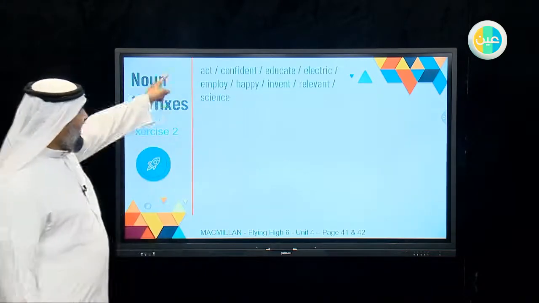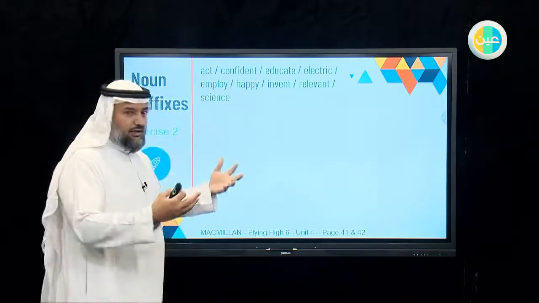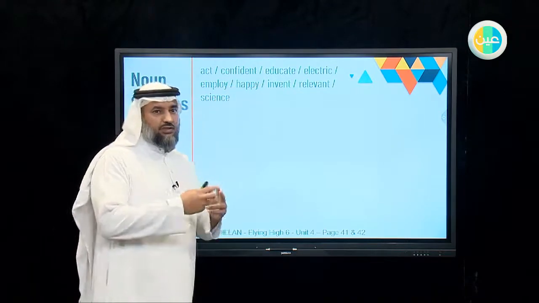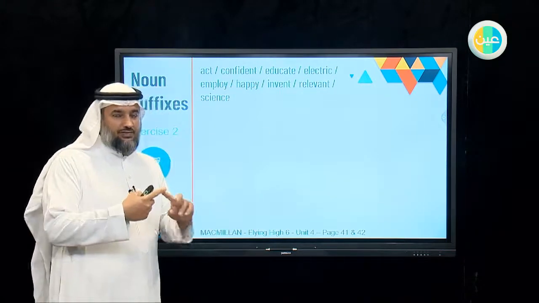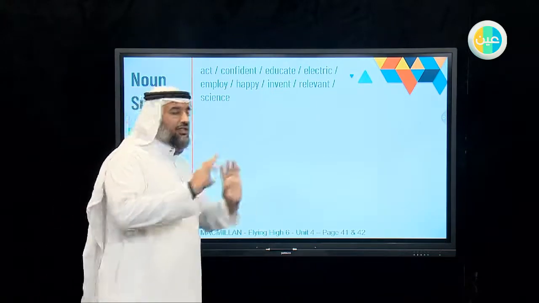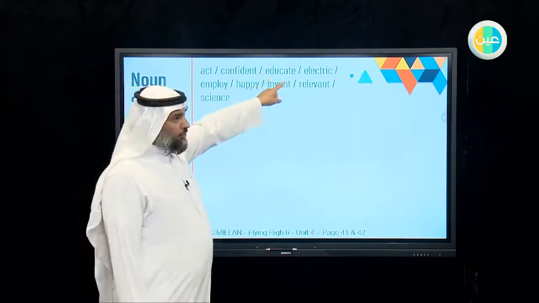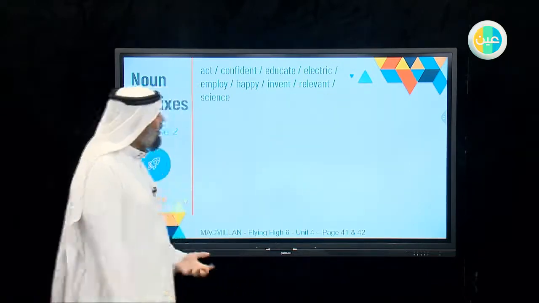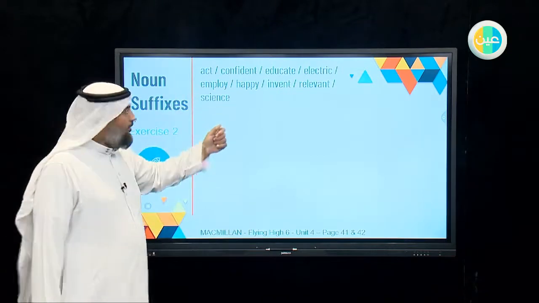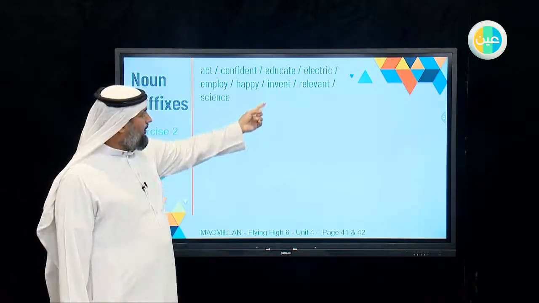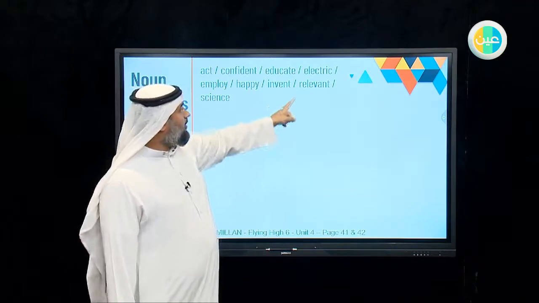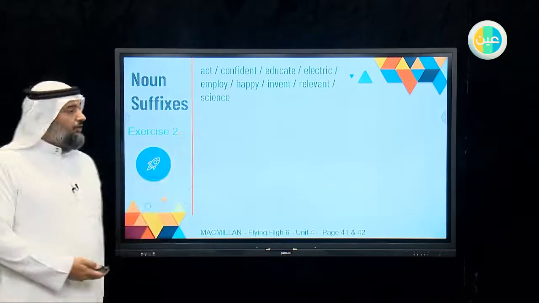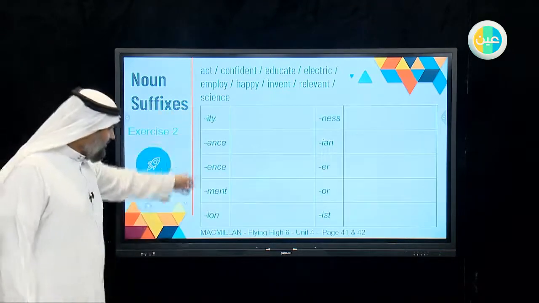Now these are the words. Act, it means to play a role. Confident, it has two meanings. Confident means sure of oneself. Educate, to teach. Electric. Employ, to hire. Happy. Invent, to create something new. Relevant, related. Science. Okay, these are the words. Now we're going to have these suffixes.